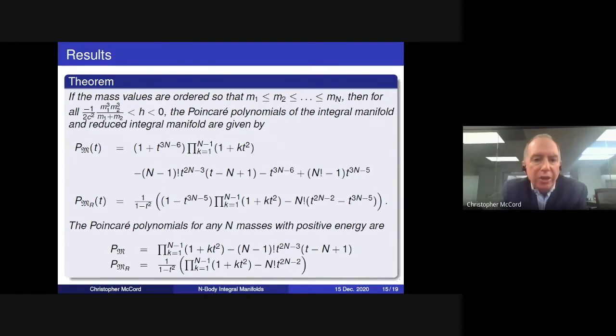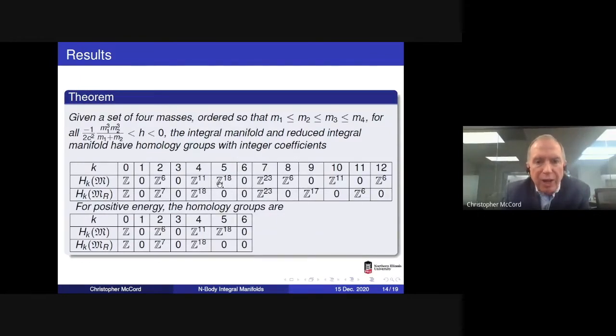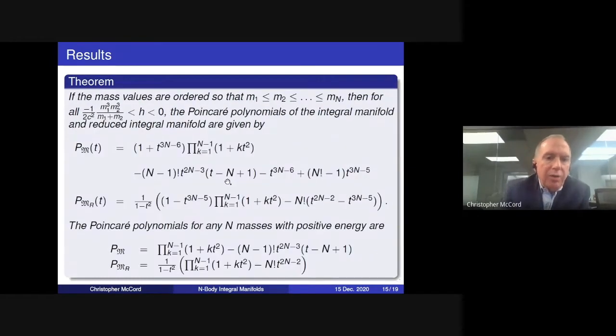The Poincaré polynomial is a symbolic polynomial in which the coefficients are the Betti numbers, the dimensions of the homology groups when calculated with real or rational coefficients. So if you think of these polynomials as symbolic polynomials in T, and you read off the coefficients, they give the dimensions of the homology groups. And I've been able to compute the Poincaré polynomials for arbitrary n. For n equals 4, I can do integer homology. For arbitrary n, I have to do real homology because I can't quite manage the 2-torsion, the Z2 coefficients.